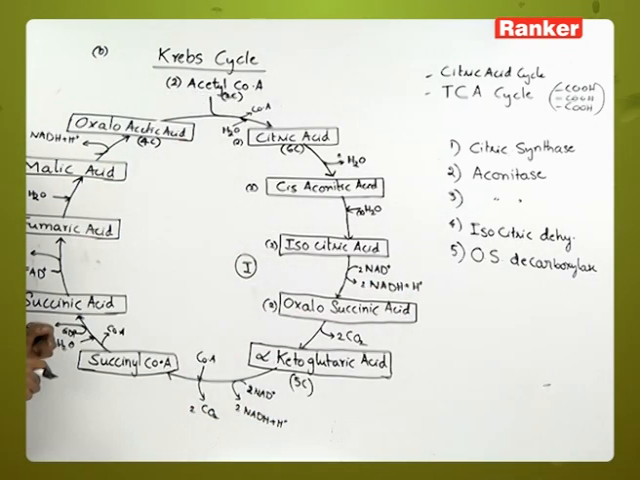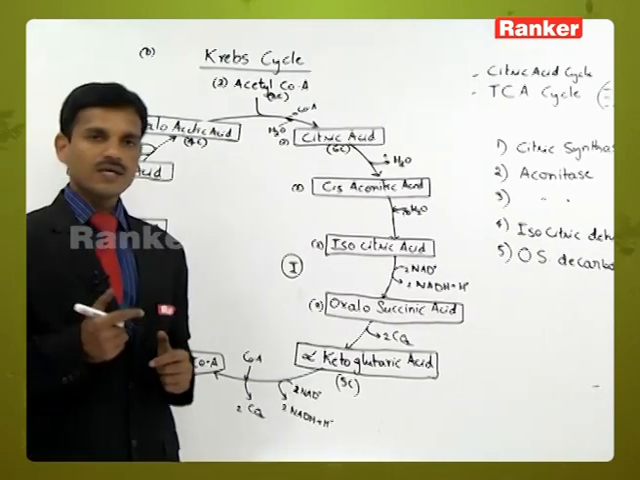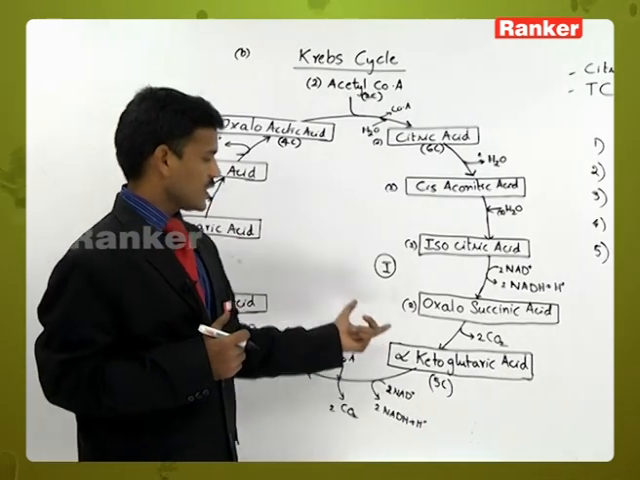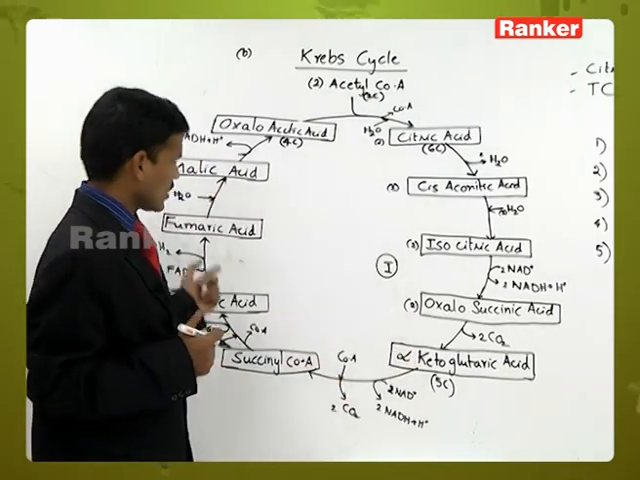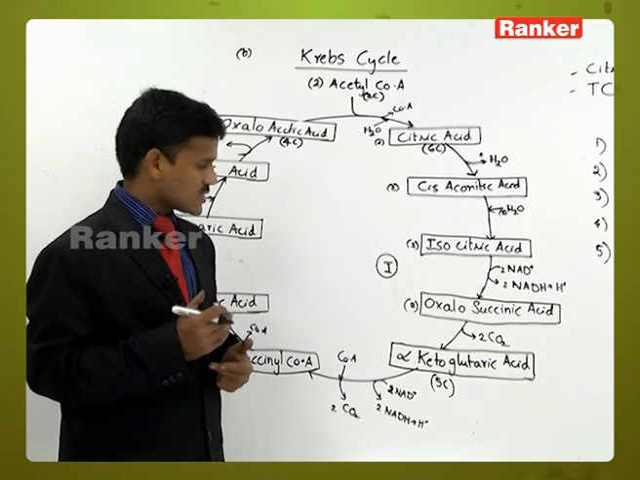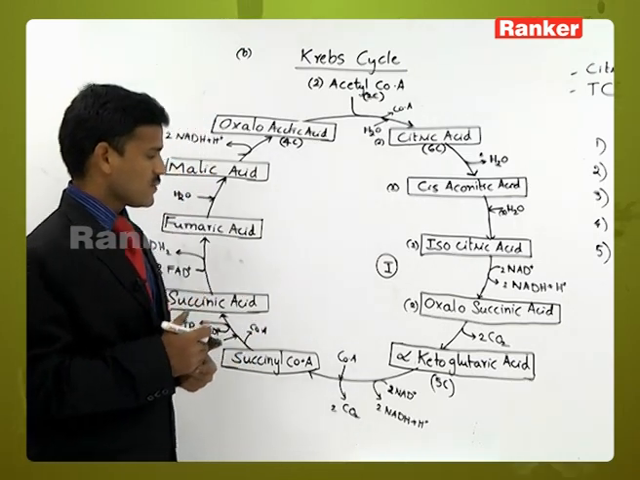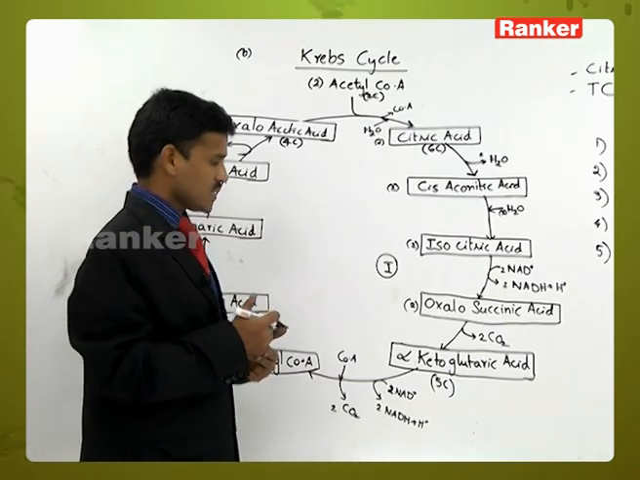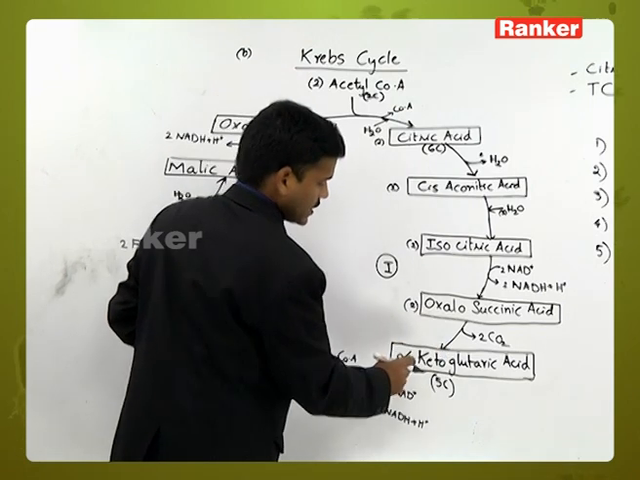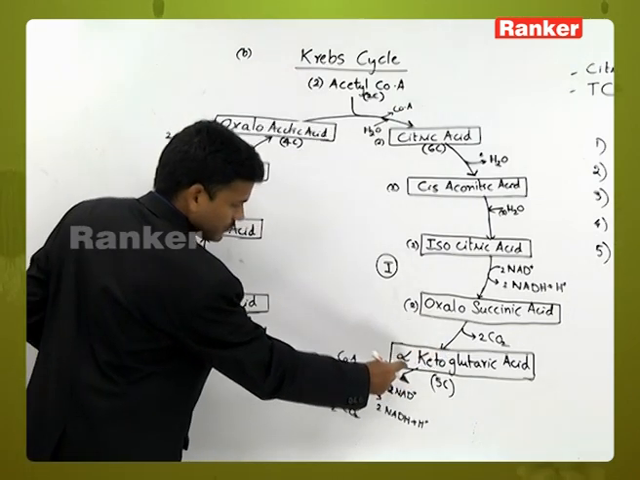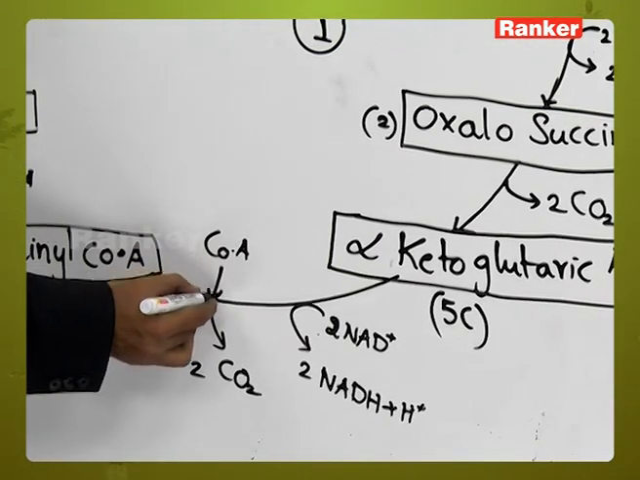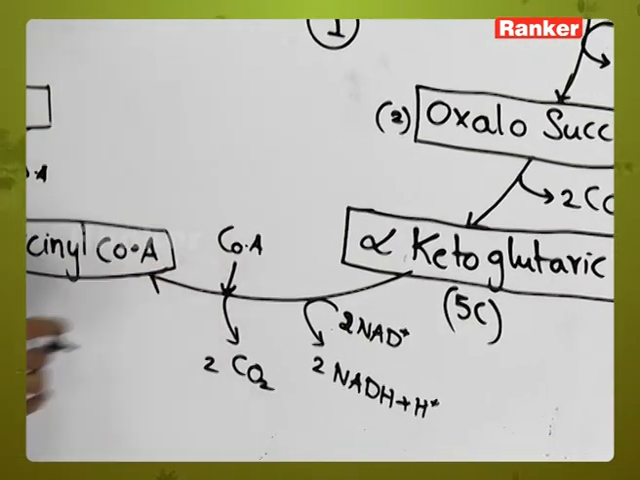Alpha ketoglutaric acid is also involved in the synthesis of amino acids. So it is involved in the catabolic process, and sometimes in anabolic processes also, for the synthesis of some amino acids and different products. Alpha ketoglutaric acid undergoes one more decarboxylation: addition of coenzyme A and removal of carbon dioxide.